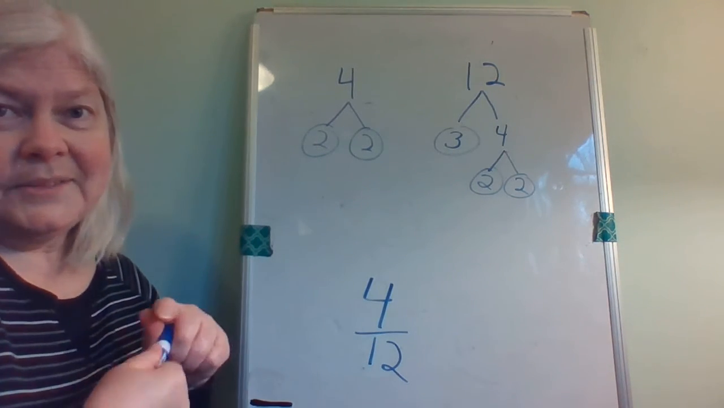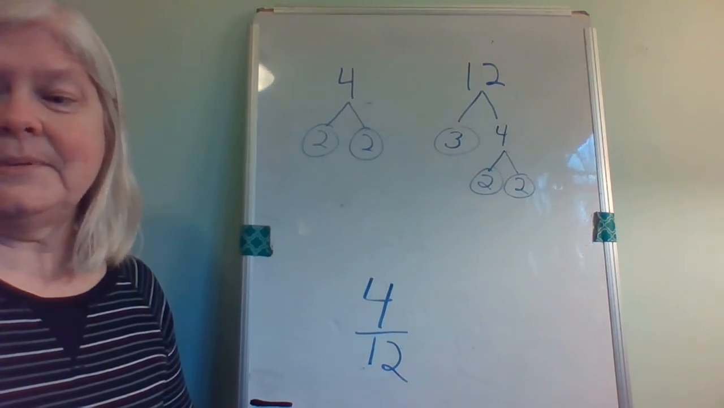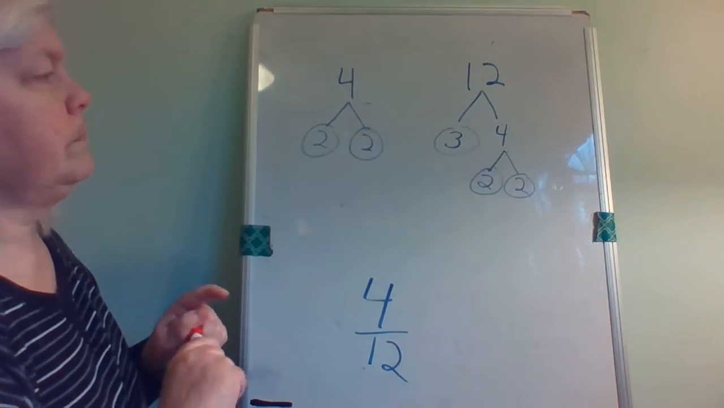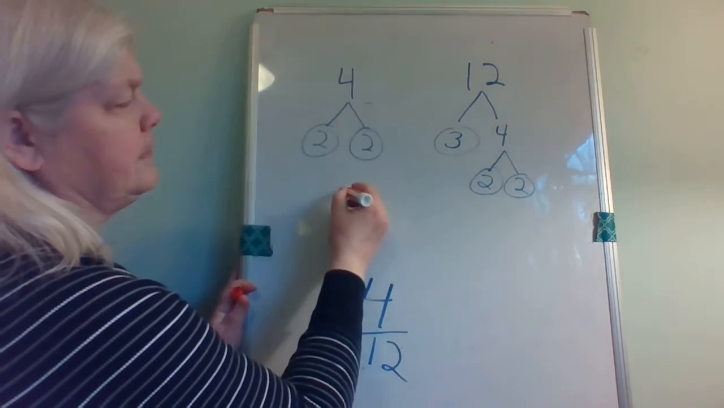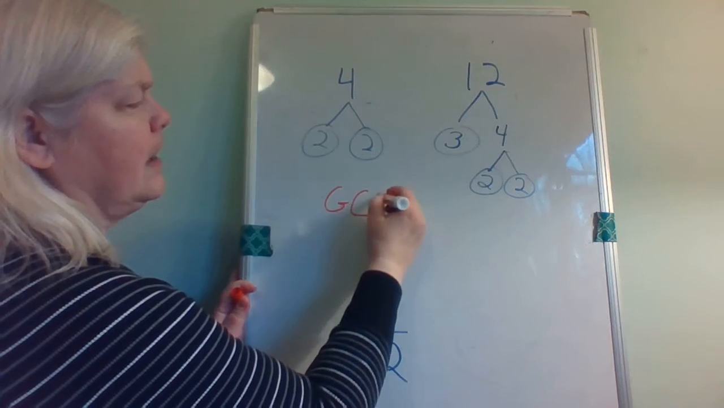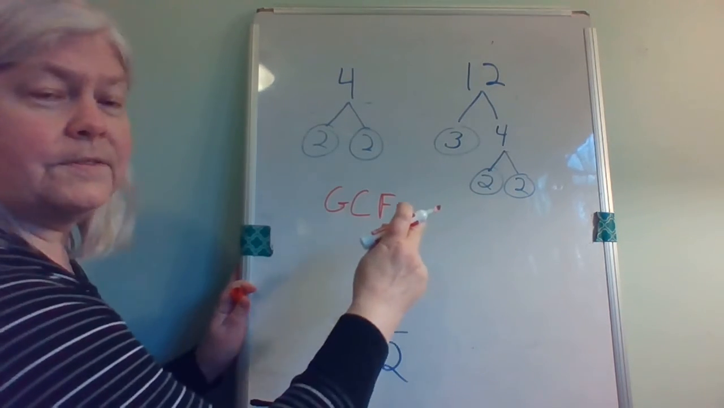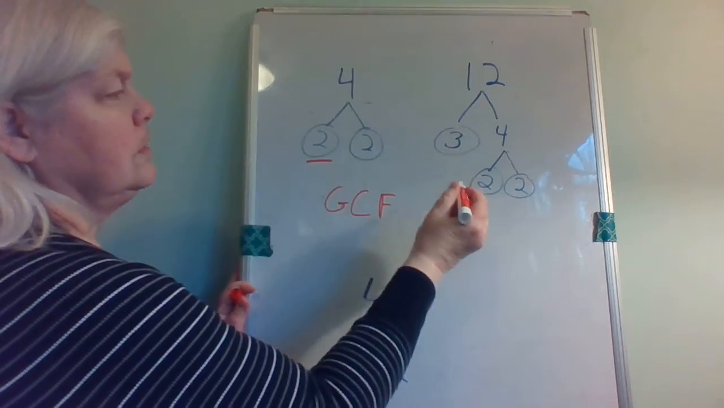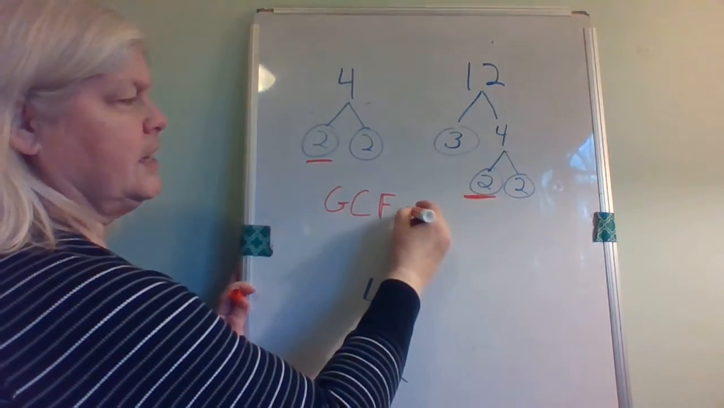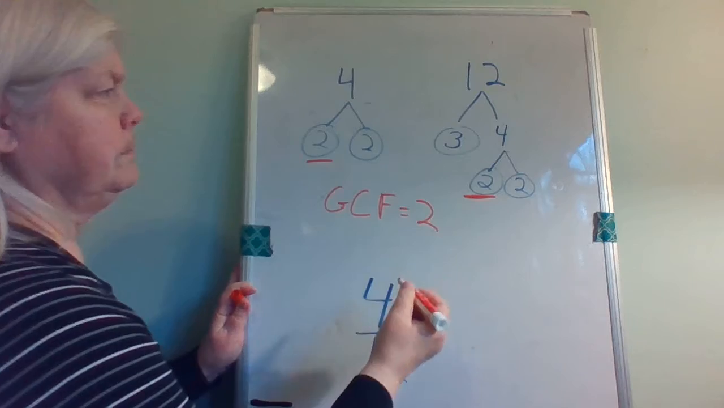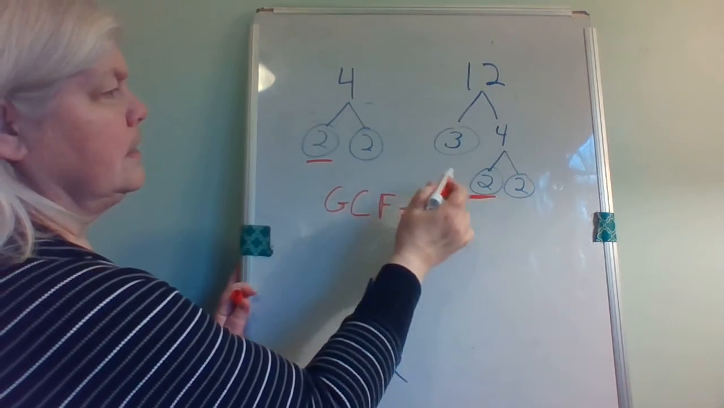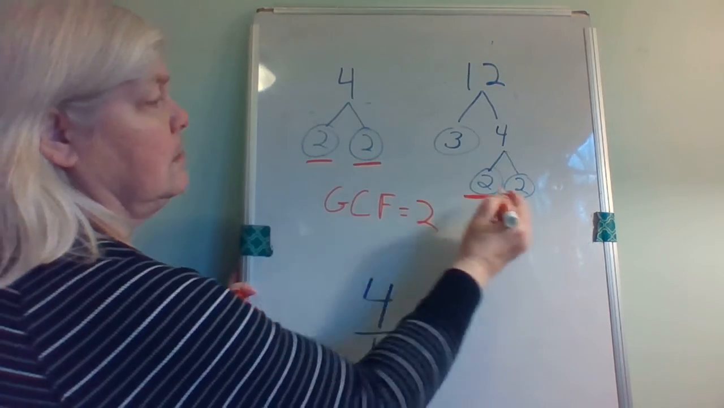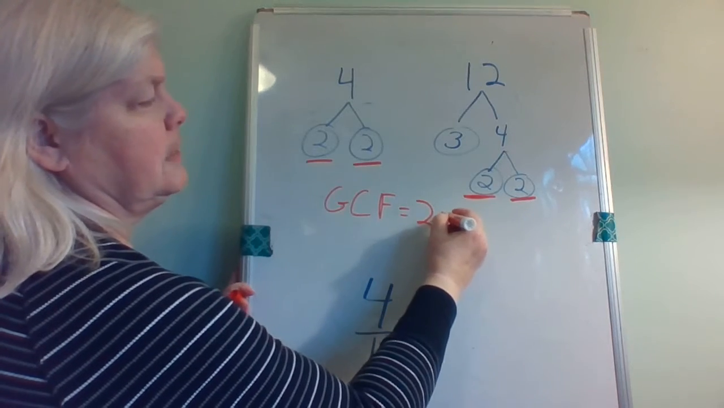Now let's find the ones that we have in common and put them back together. That will give us our GCF, our greatest common factor. We got all our factors. Let's find which ones are in common. This 2 and this 2. Okay, so it's got a 2 in common. We'll bring that down. This 2 and this 2. Okay, let's bring that one down too.